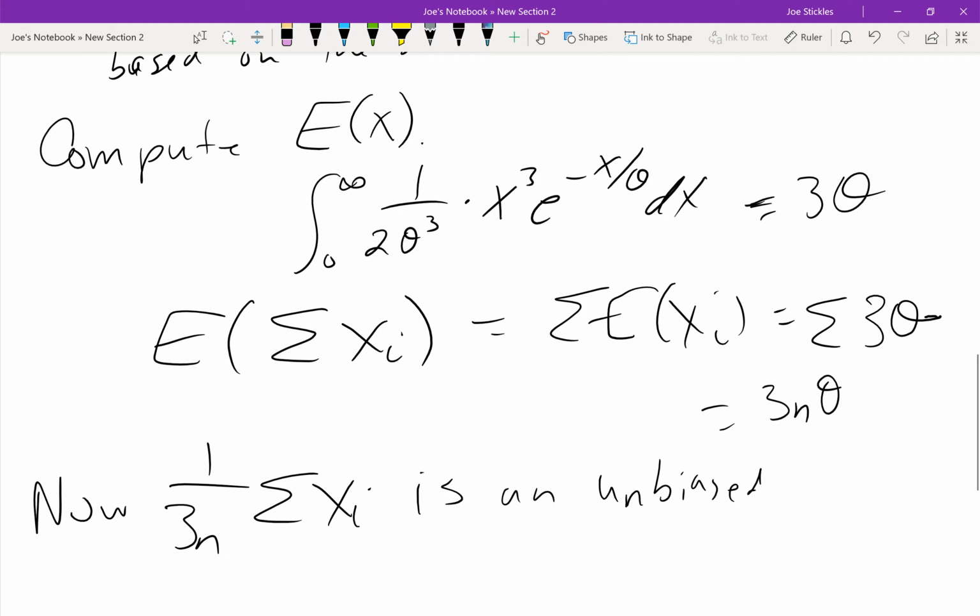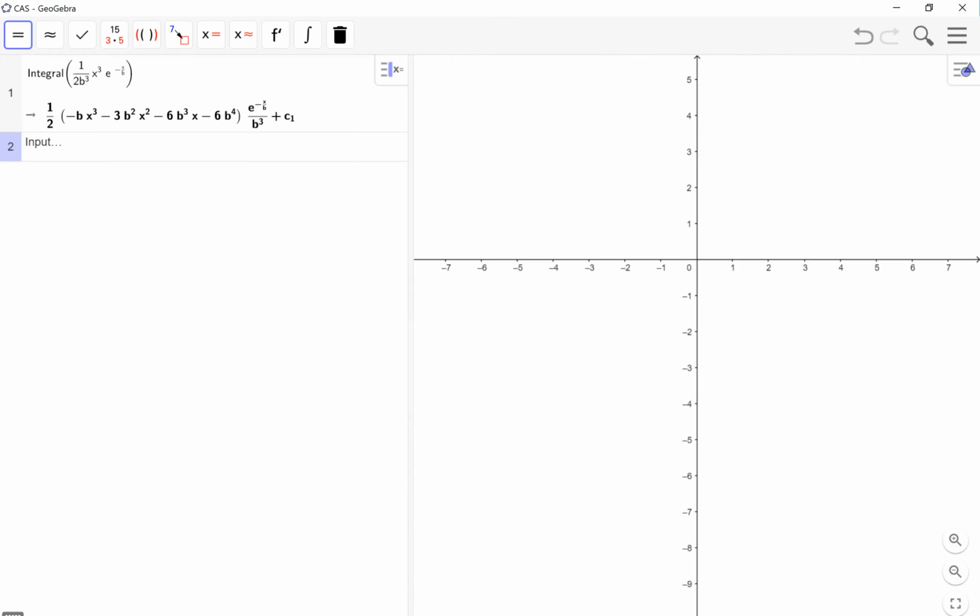That is not how you spell estimator. What did I just do?